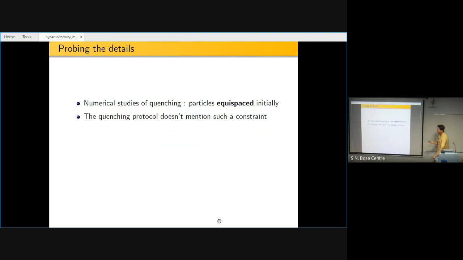Because if you look at the numerical studies of the quenched state, this is only true for subdiffusion, is it? Because I could imagine the same thing for a diffusion.